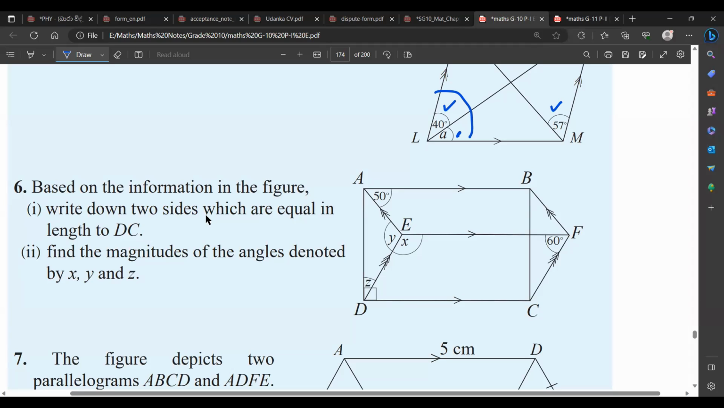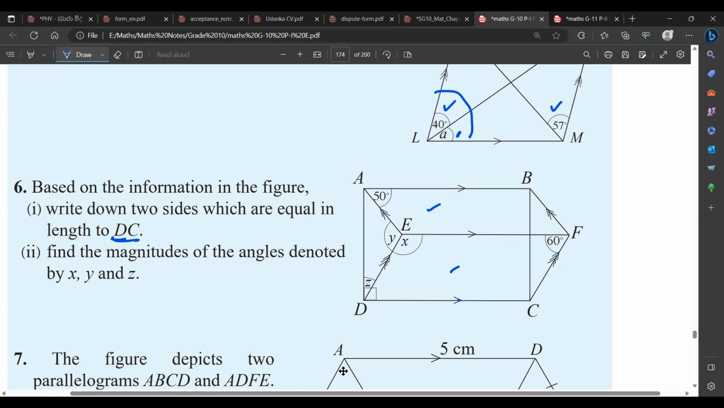In here, how to get values. For this one you can get based on the information in the figure. I am just writing on this figure. Okay, you can go by this figure. Look here. The two sides which are equal in length to DC. For DC, what are the equal sides? These are two parallelograms. This one and this one should be parallelograms because opposite sides are equal, no?